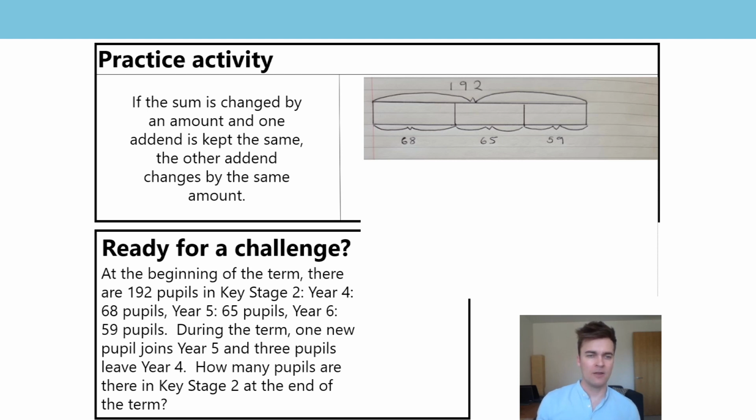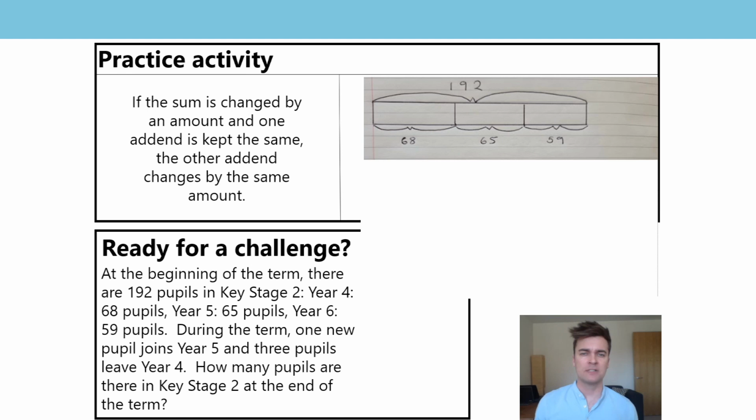The whole bar represents the total number of pupils, 192. I then split my whole bar into 3 parts, 1 part for each year group. Year 4 representing 68 pupils. How many in Year 5? 65. And how many in Year 6? 59.